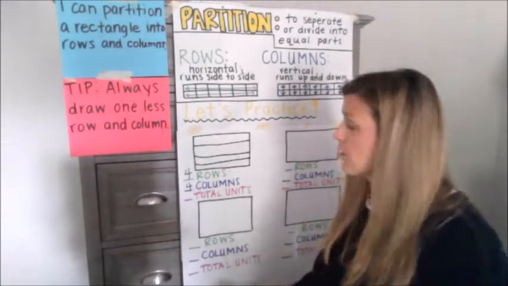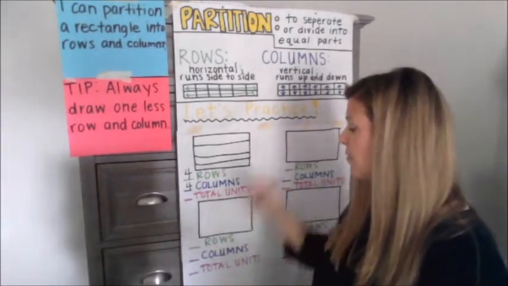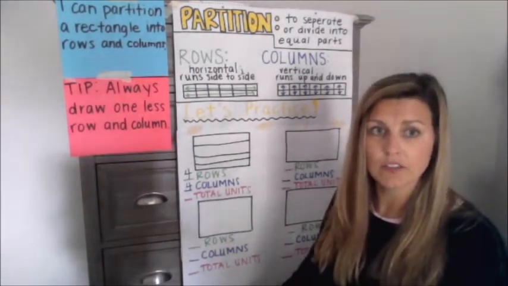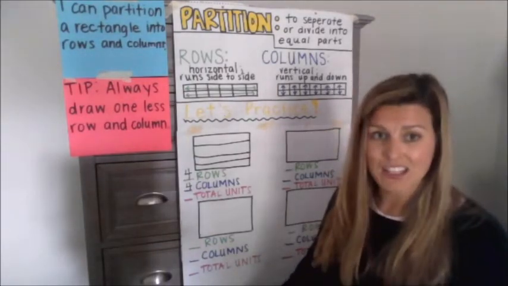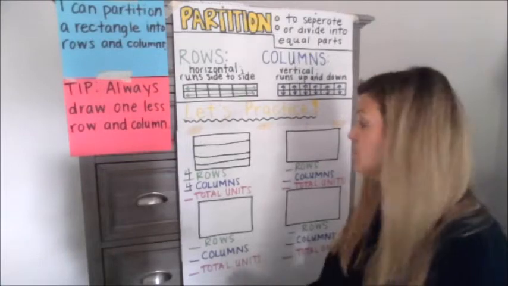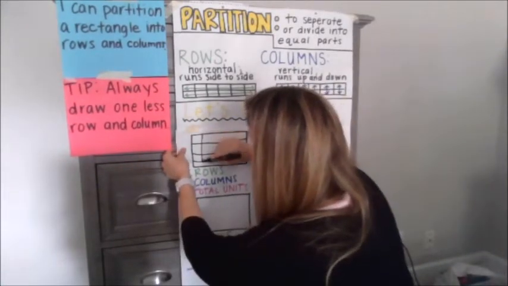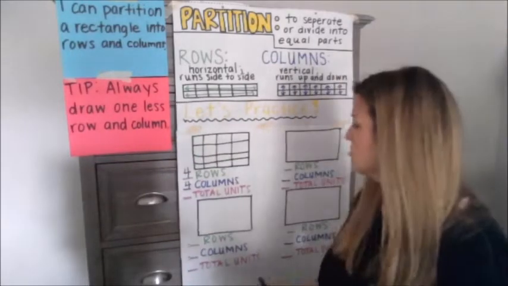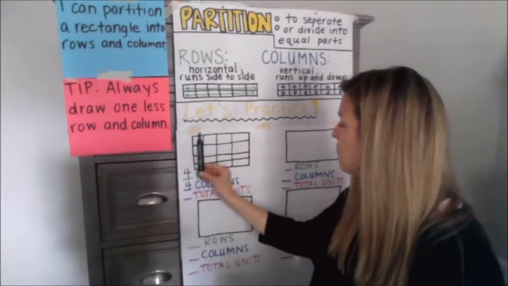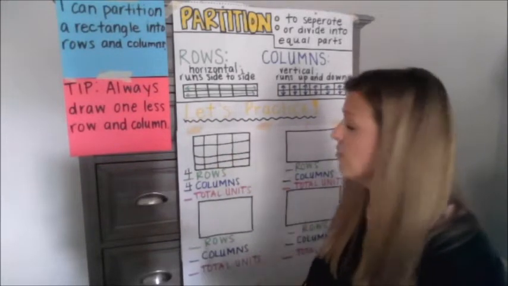Now, 4 columns. Our columns go up and down. Our rows go side to side. So now we're going to do our columns that go up and down. If we are drawing 4 columns, how many lines do we need to draw? We need to draw 3. That is correct. So, 1, 2, 3. Now let's count our columns. We have 1, 2, 3, 4.